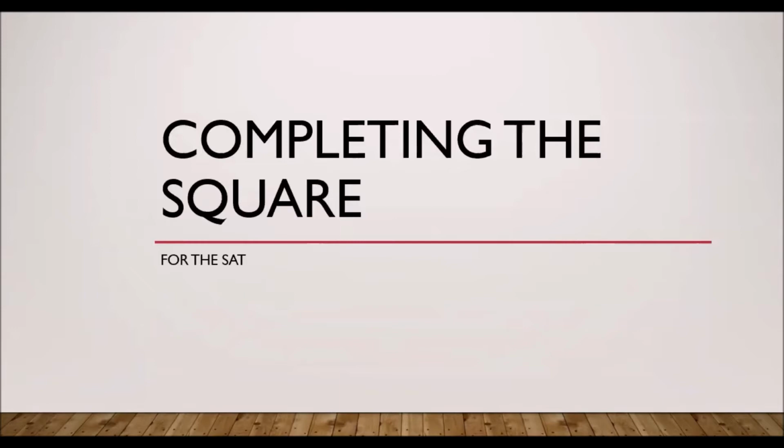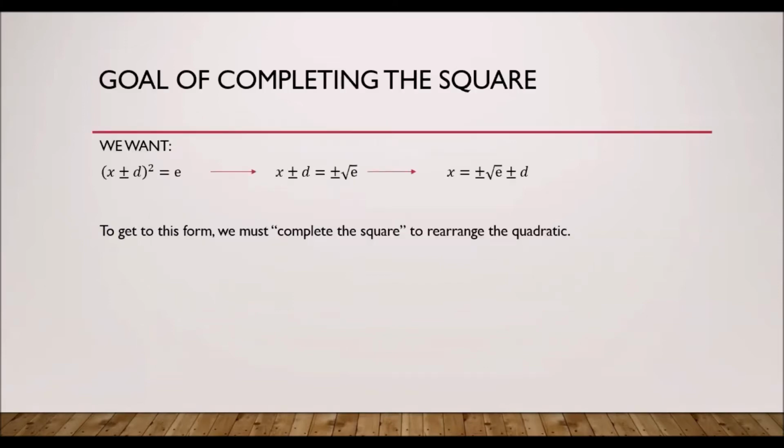Today we will be learning how to complete the square. Completing the square can be used to manipulate quadratic equations when other methods such as square root and factoring don't work. The purpose of completing the square is so we get our quadratic into the form of a binomial x plus or minus d squared equals a number. Then we can square root both sides and easily isolate x.